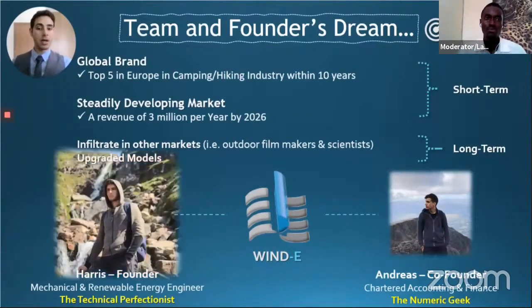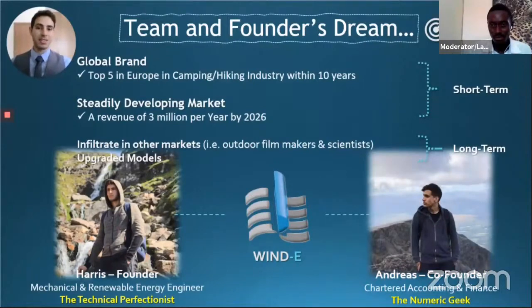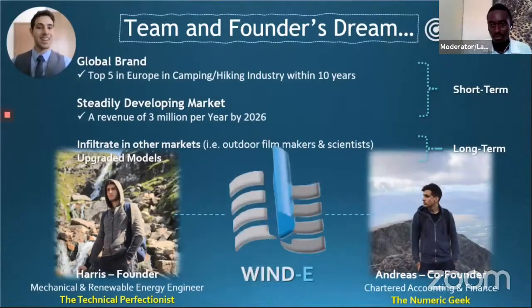I am the founder, I'm a mechanical and renewable energy engineer and a technical perfectionist, whereas Andreas, the co-founder, is an accounting and finance graduate, or you may just call him the numeric geek. Thank you.